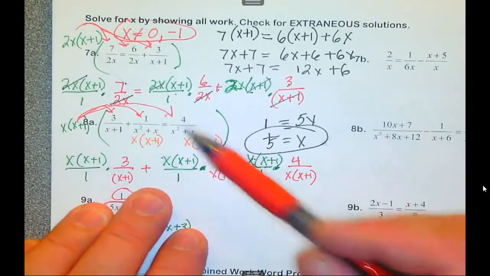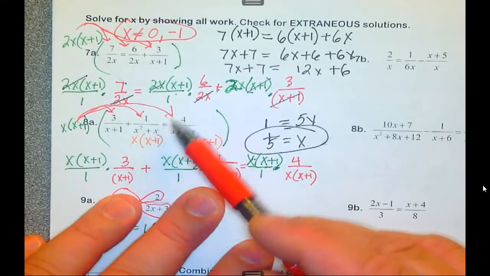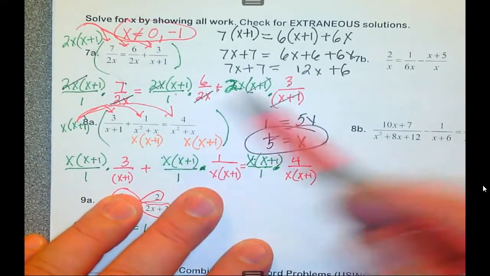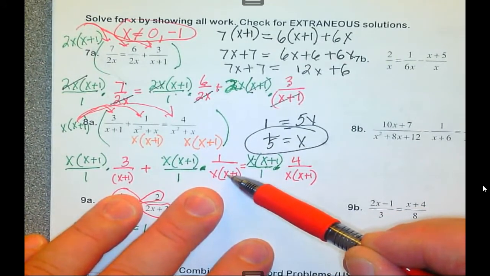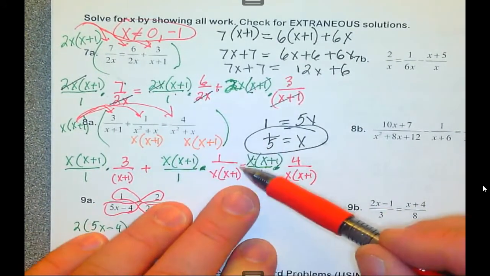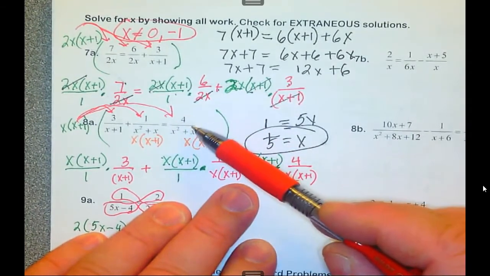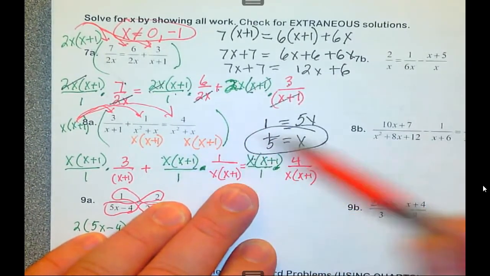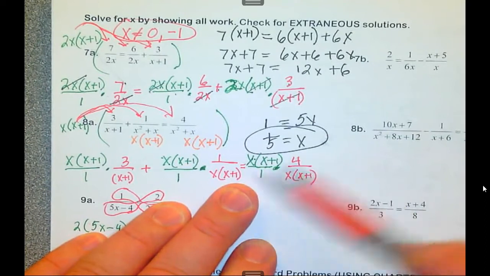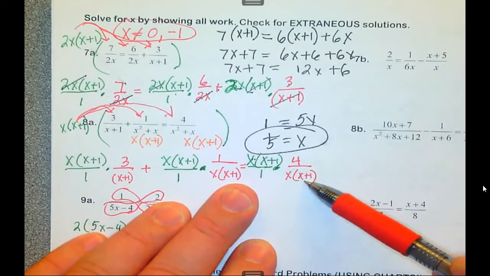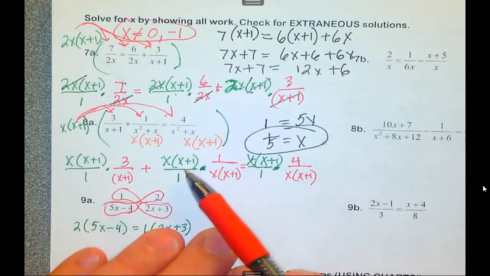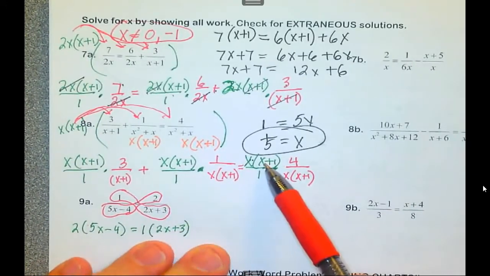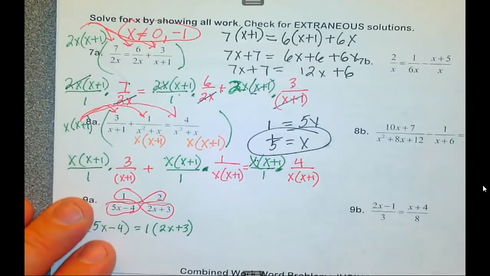Plus, my second term is 1 over, and I'm going to put my factored form there, 1 over x times x plus 1 equals my 4 over x plus 1. Here's my 4 equals 4 over x plus 1. And I'm multiplying it by my common multiple, each term. Okay.